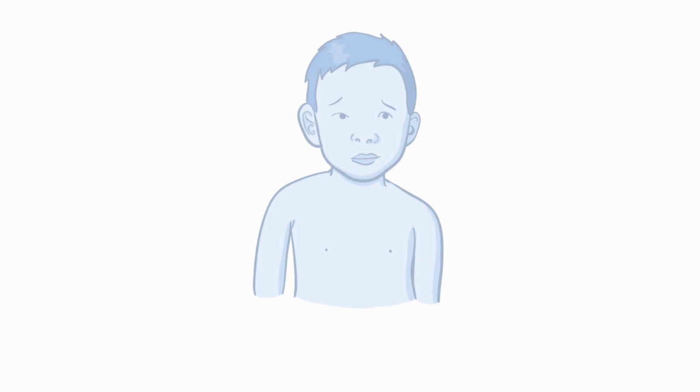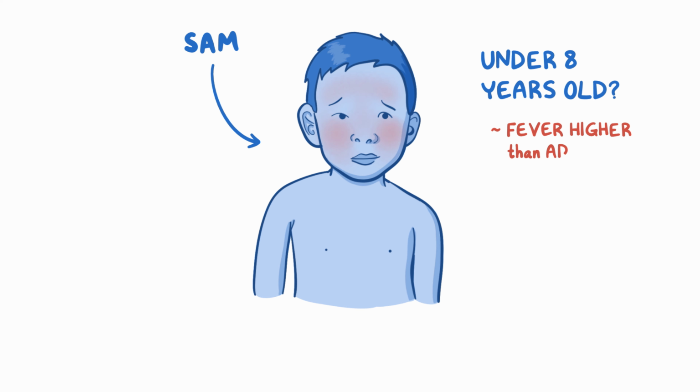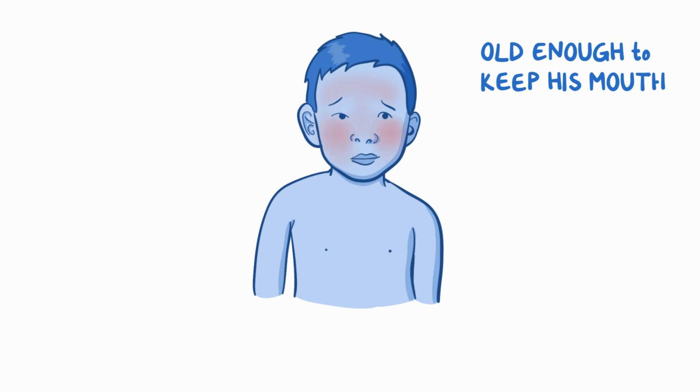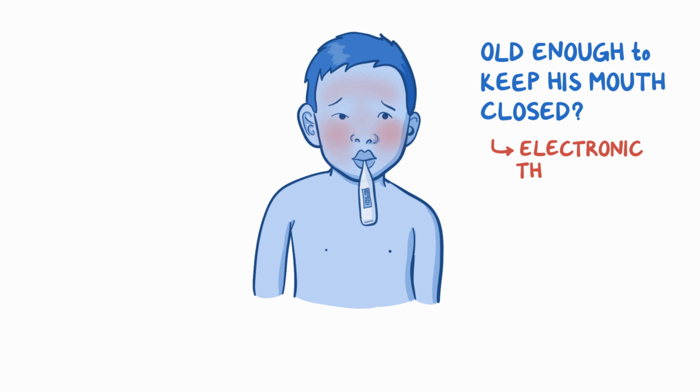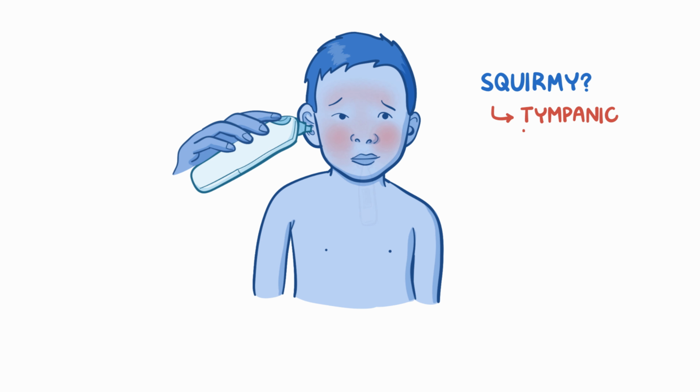Infants and children. Meet Sam, Fred's nephew. Is Sam under 8 years old? His fevers will run higher than an adult's, up to 40.5 degrees Celsius, 105 degrees Fahrenheit. Is Sam old enough to keep his mouth closed? Use an electronic thermometer for the fastest oral reading. Is Sam squirmy? Use the tympanic route. It'll be over before he knows it.